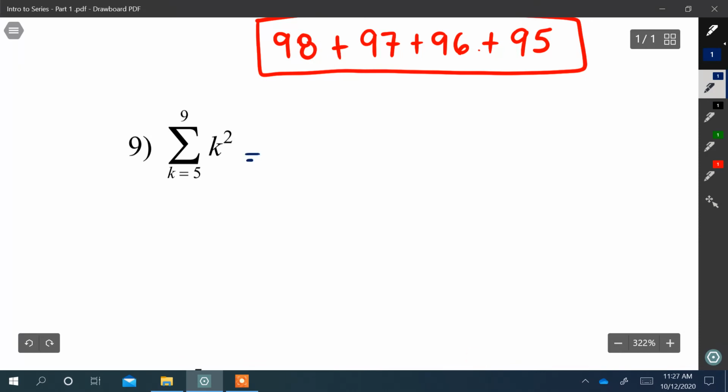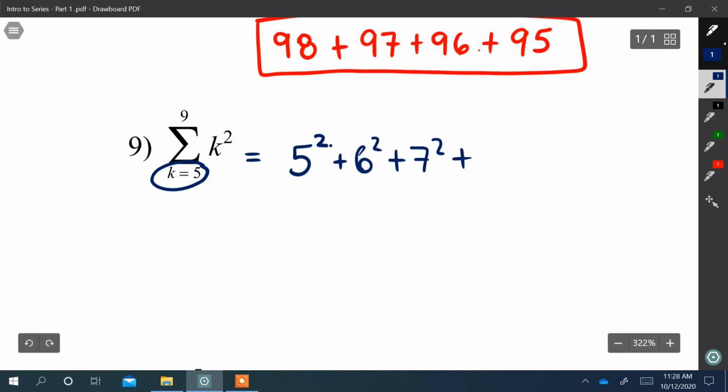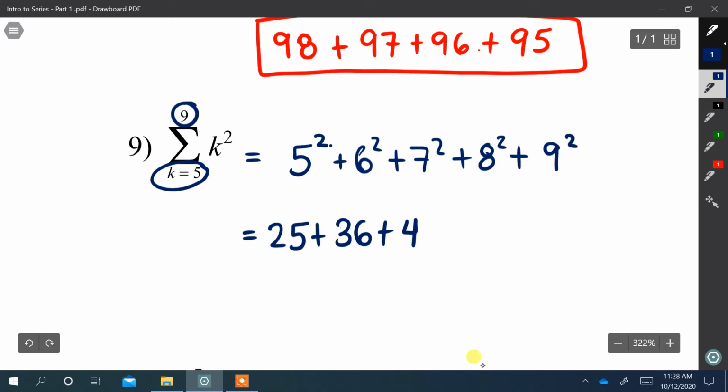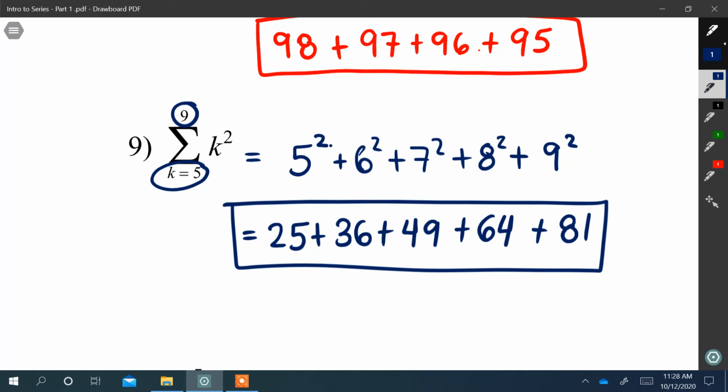All right, this one here, once again, we're gonna start with 5. So we're gonna start with 5 square. Remember, why 5 square? Because I'm looking at this. I'm replacing that k with a 5. And then we're just gonna have 6 square, 7 square, 8 square, and then I'm gonna stop at 9 square. Okay, so we got 25, we got 36, we got 49, we got 64, and then we have 81, and we're just gonna leave our answer just like that in expanded form. Okay, so we went from condensed form into expanded form.